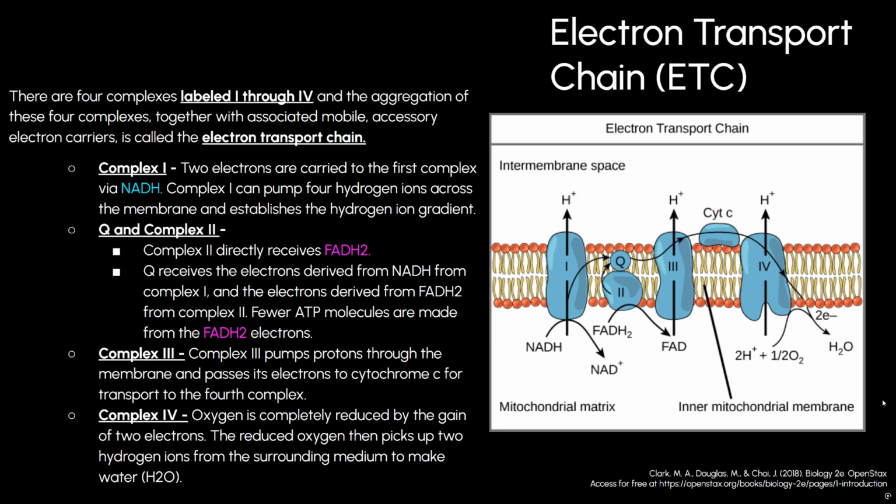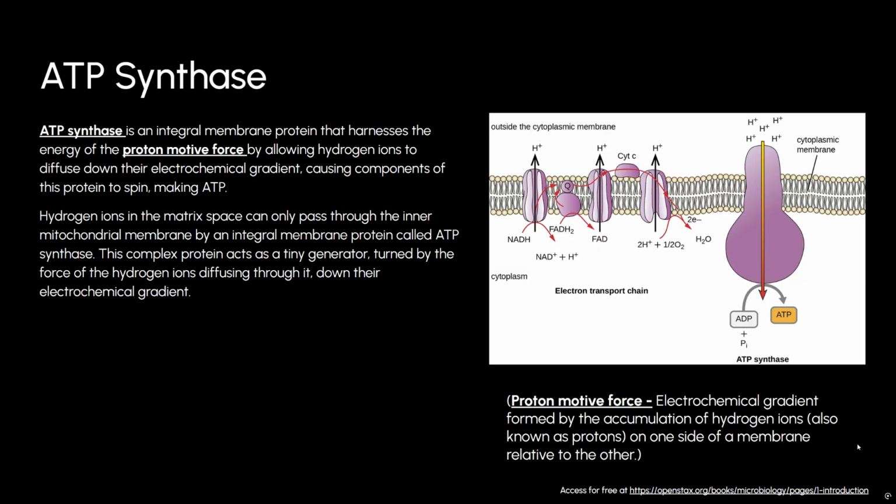Nicotinamide adenine dinucleotide molecules and FADH molecules are used in the electron transport chain to create a hydrogen ion gradient with 4 complexes. ATP synthase is an integral membrane protein that harnesses the energy of the proton motive force by allowing hydrogen ions to diffuse down their electrochemical gradient, causing components of this protein to spin, making ATP.